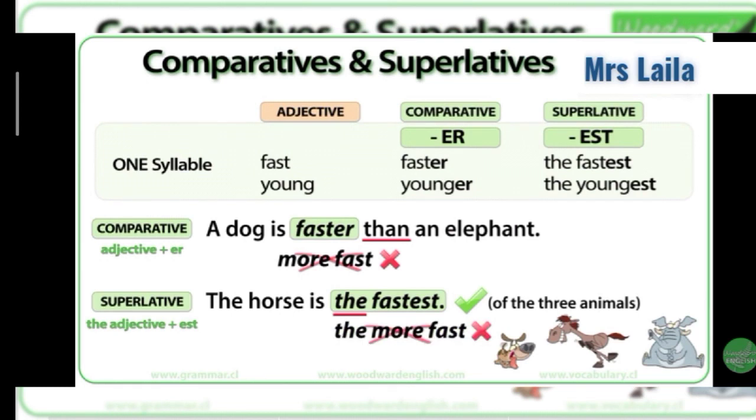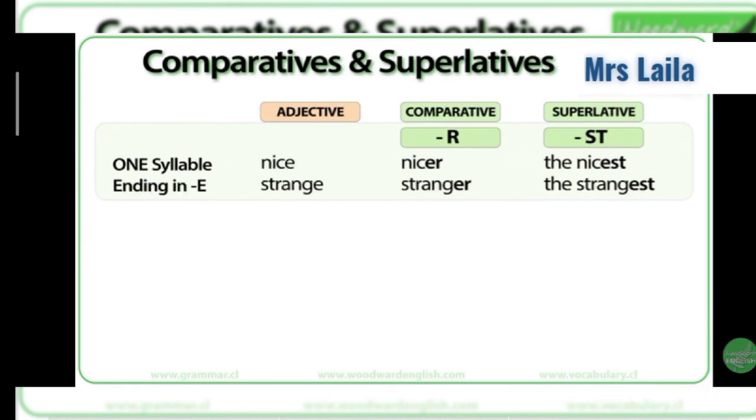When an adjective has one syllable and ends with e, we add r. Like nice, it will be nicer. The adjective nice becomes nicer as a comparative. Strange becomes stranger as a comparative. For superlative, we add st. So nice becomes the nicest. Strange becomes the strangest.